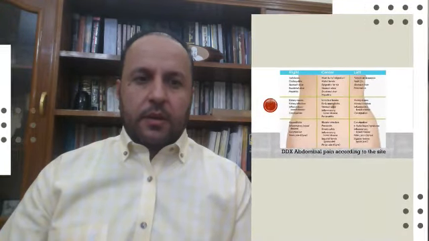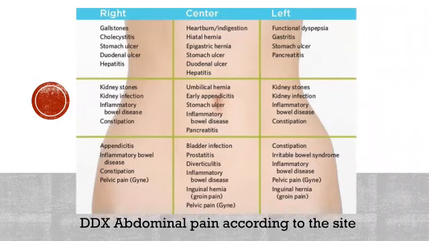Now we will take an example, which is abdominal pain. Once you hear a patient with abdominal pain, you have to have this picture in your mind. What they call differential diagnosis of abdominal pain according to this site. So if the patient is suffering from the upper central area, which is the epigastric area, we have to have very good anatomical information about this area.